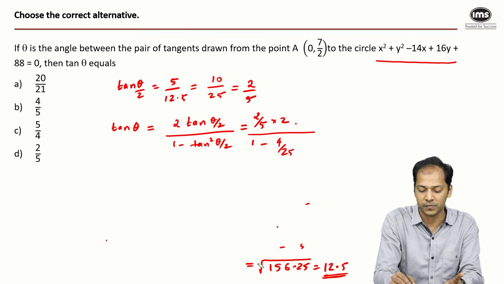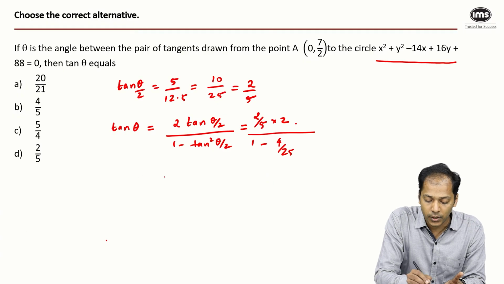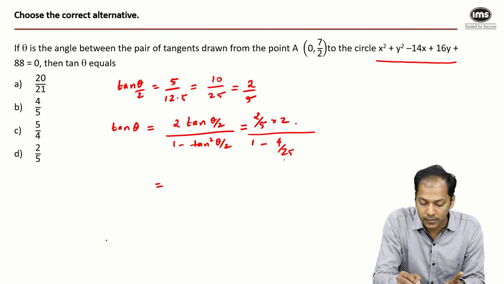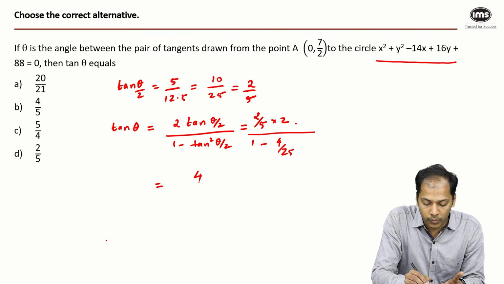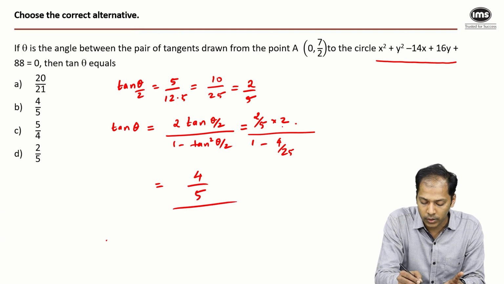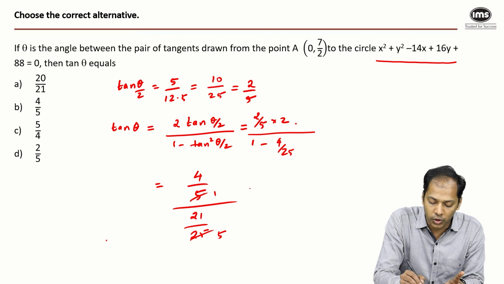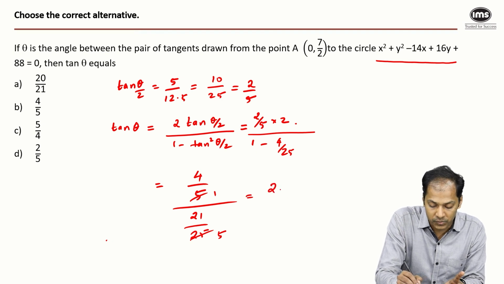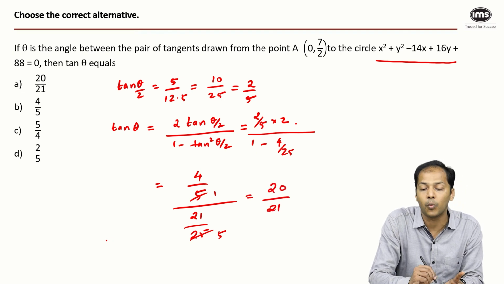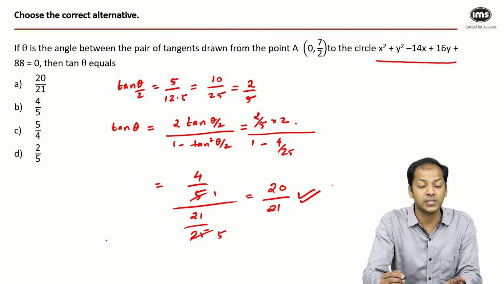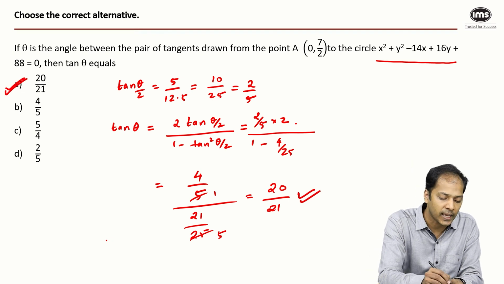So I'll just make space for this, and therefore this comes out to be 2 by 5 into 2, so that will be 4 by 5, the whole upon 21 by 25. 25 minus 4, that is 21 upon 25. 5 goes once, 5 goes 5 times. Denominator of denominator goes to the numerator, and 5 into 4, this becomes a 20 over 21. And therefore the answer to this question is option A.